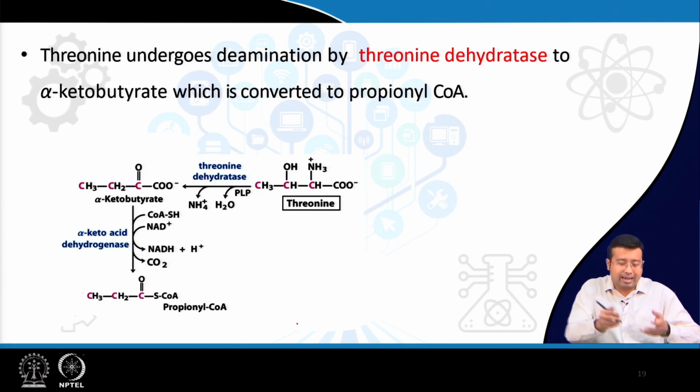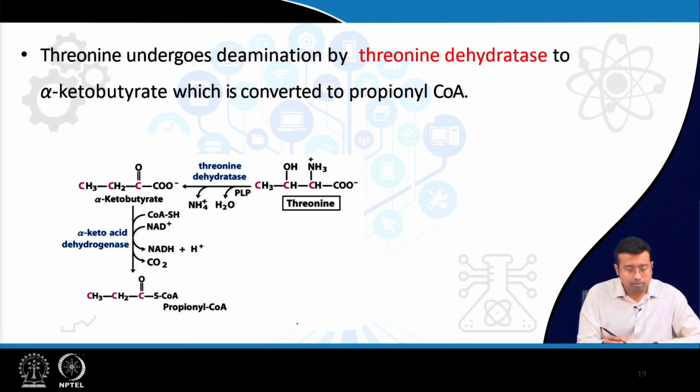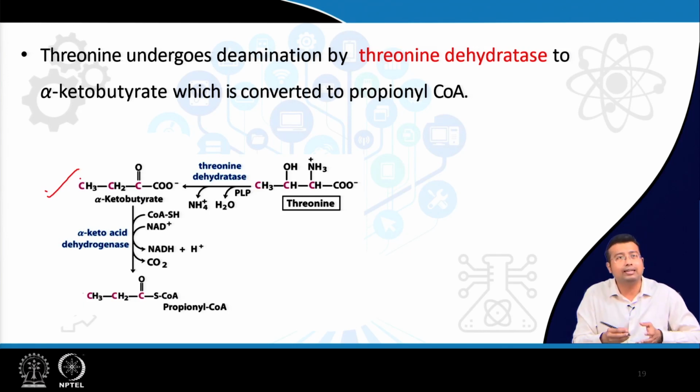So, looking at threonine, what are the metabolic reactions in which threonine participates? Threonine can be acted upon by dehydrogenase to form alpha ketobutyrate, alright, and this alpha ketobutyrate can be acted upon by another dehydrogenase to form propionyl coenzyme A. Where have you read propionyl coenzyme A?